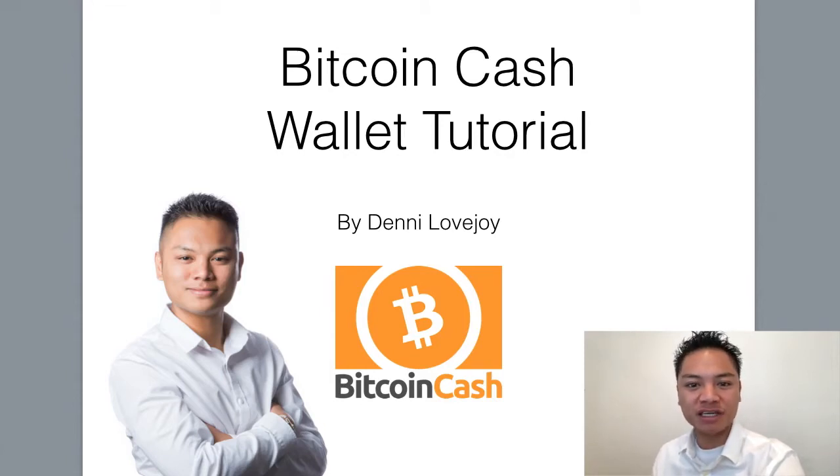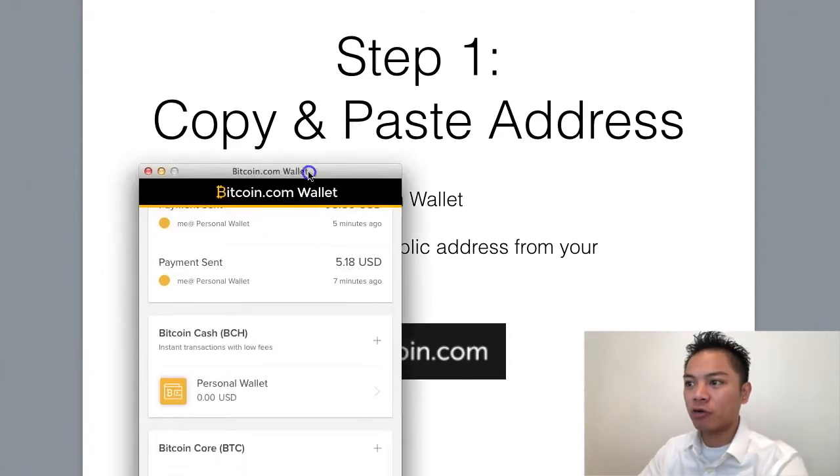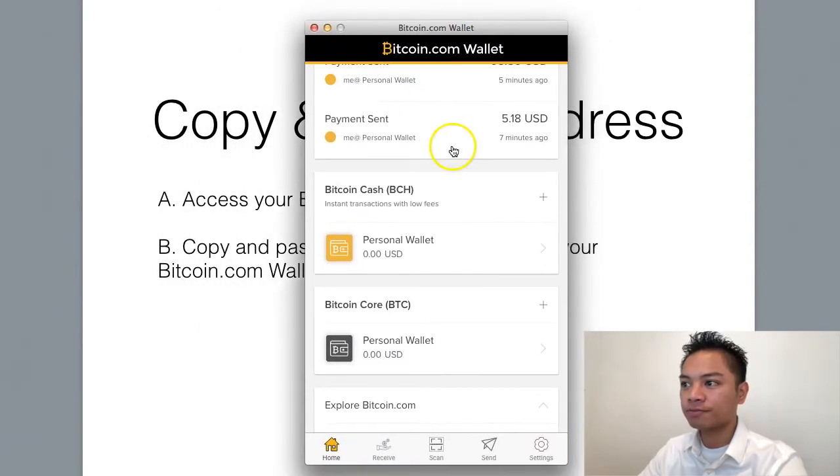In this video I'm going to show you how to receive Bitcoin Cash using your bitcoin.com wallet. So let's jump right into it. The first step here is to copy and paste your address, and you're going to have to access your bitcoin.com wallet. If you don't have that already, go ahead and check out my previous videos on how to do that. But I'm going to pull up my bitcoin.com wallet right here for you.